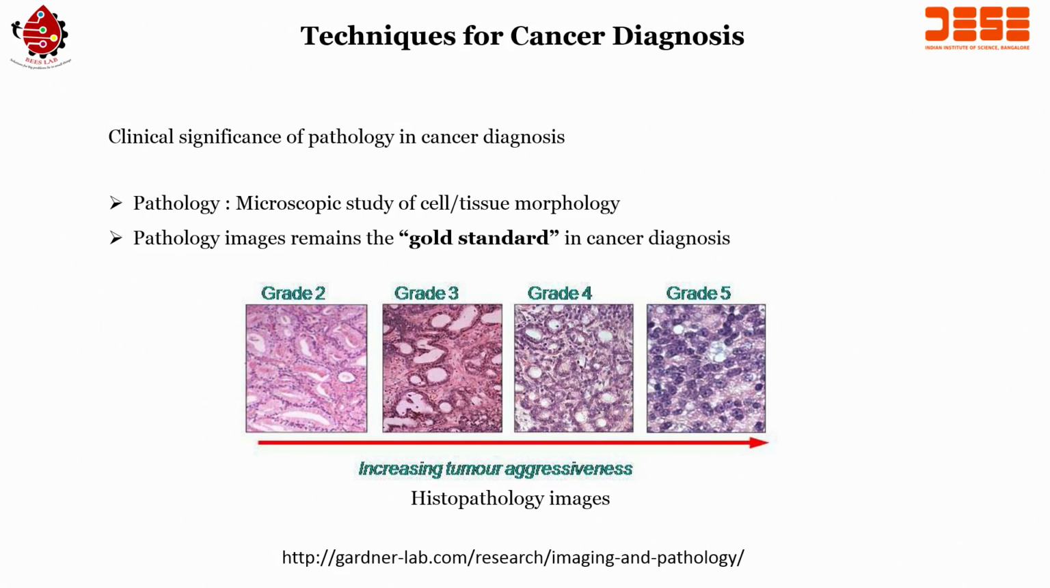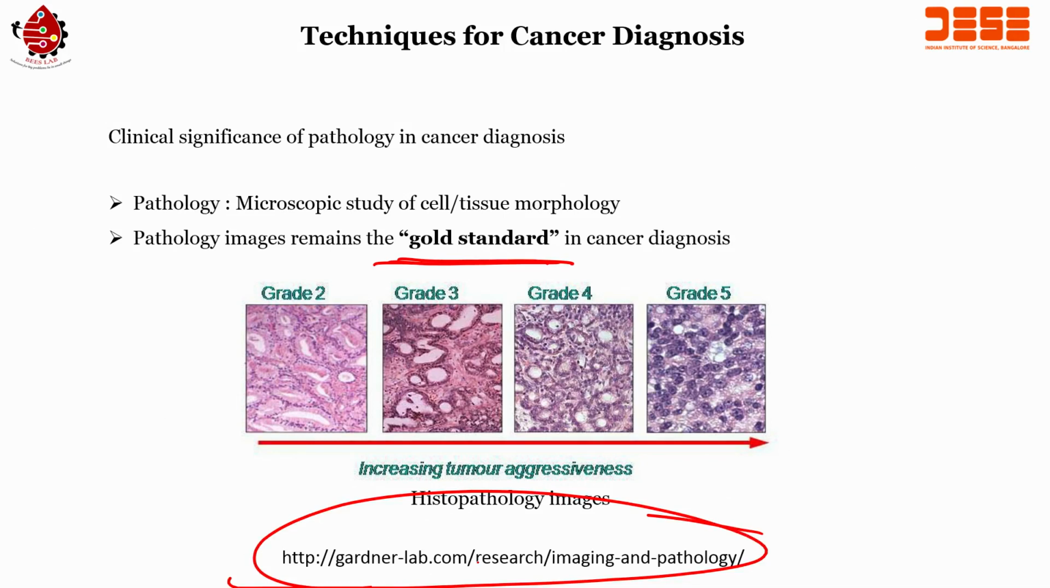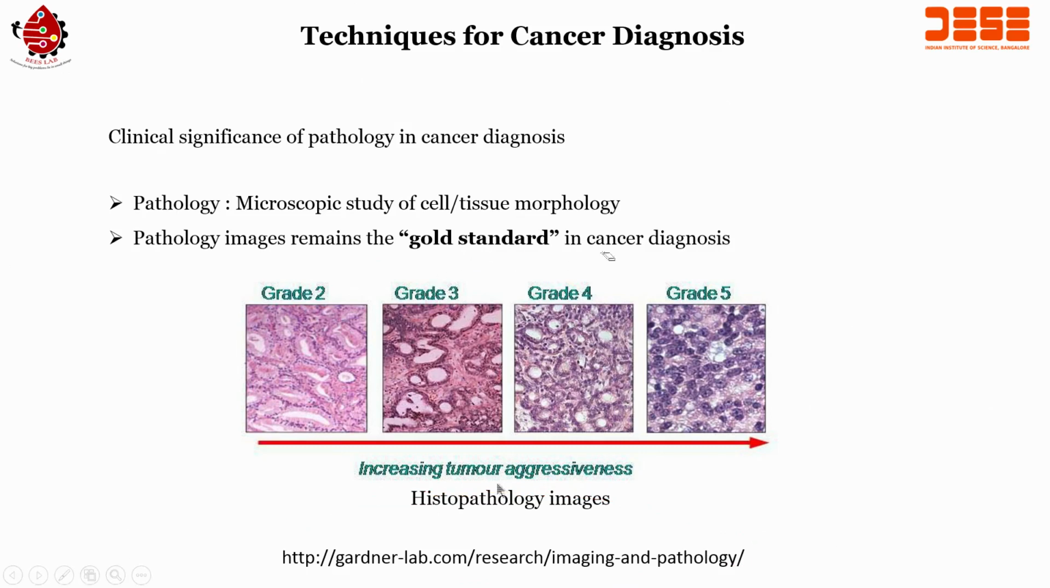Now, if you go for the histology, if the patient is diagnosed with atypical, then the clinical significance of pathology in cancer diagnosis is the tissue-based morphology, and pathology is the microscopic study of cells or tissue. Pathology images remain the gold standard, right, which is right over here, and these are the histopathology images. You can see that from grade 2 to grade 5 how aggressive the tumor is, and you can further find this from this particular link, and read more about how the gold standard is decided, and how the staining is done.